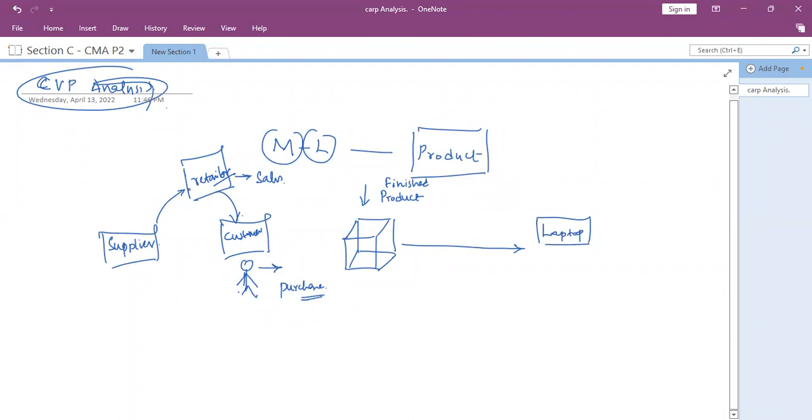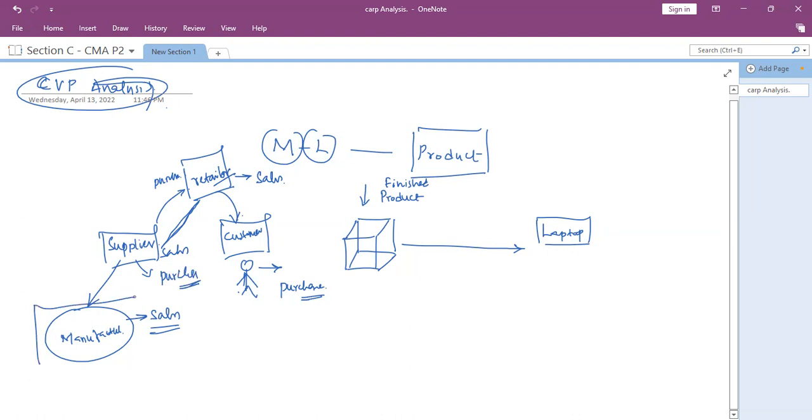Somebody supplied to the retailer, right? For him, it is a sale, and for the retailer it is a purchase. Who supplied this product to the supplier? Manufacturer. For the manufacturer, it is sales. For the supplier, it is purchase. Now our context is this, not the supplier, not the retailer, not the customer.